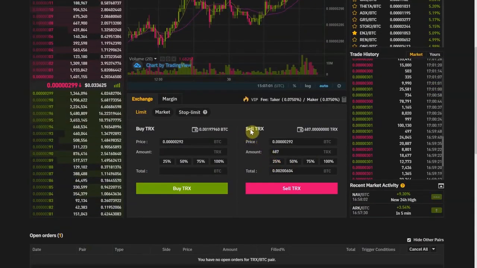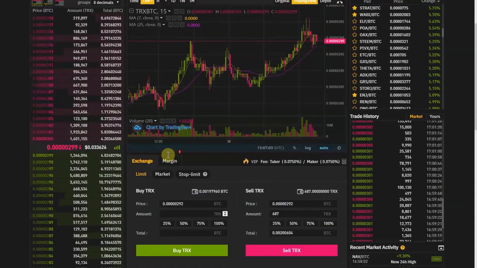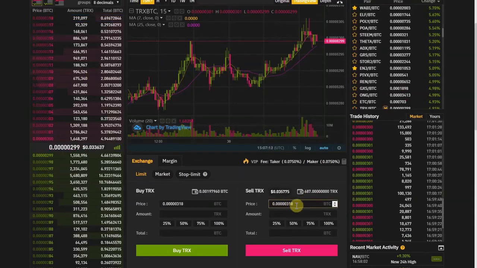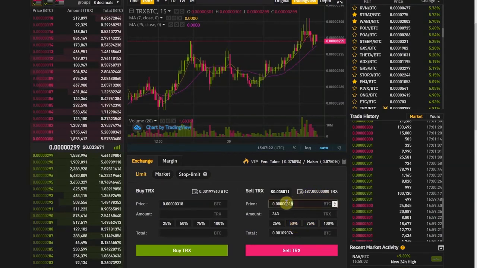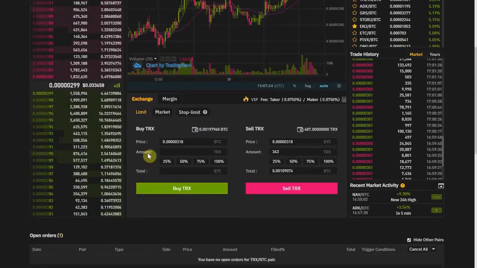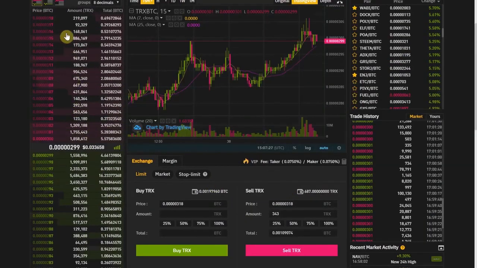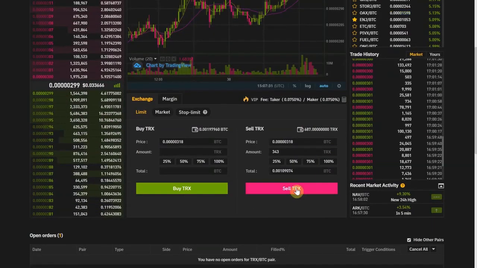Again, if you wanted to sell, it's the exact same thing. I want to sell at this price, and how much do I want to sell? I have this amount of TRX, and let's say I want to sell this amount at 318. Again, it's okay to place these orders because it's going to take a long time before it gets there, so I'm not going to sell my positions. That's it, sell.